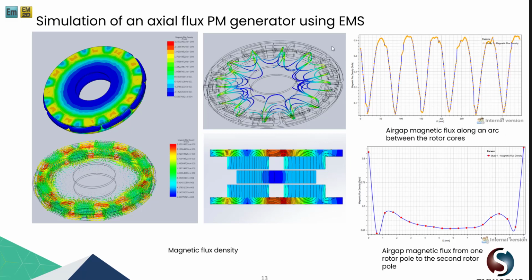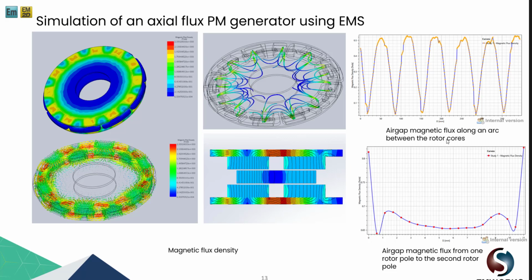This is the magnetic flux density. This is fully 3D. The air gap flux, from one rotor pole to the second rotor pole, and this one is along an arc between rotor cores. To maximize the output and the efficiency of the machine, the air gap flux should be maintained at a higher level and have a uniform distribution.